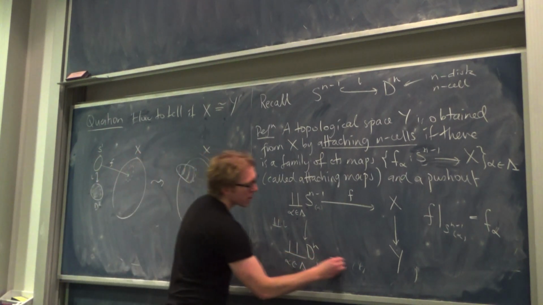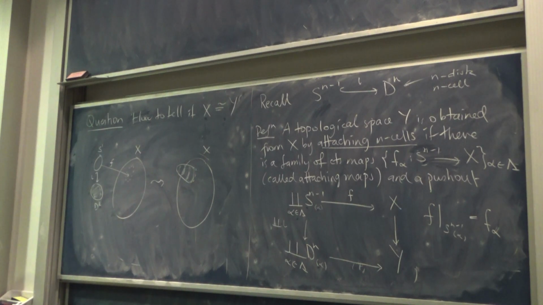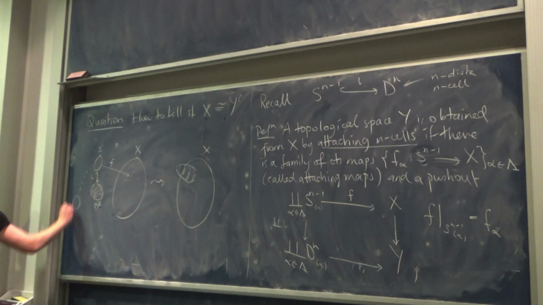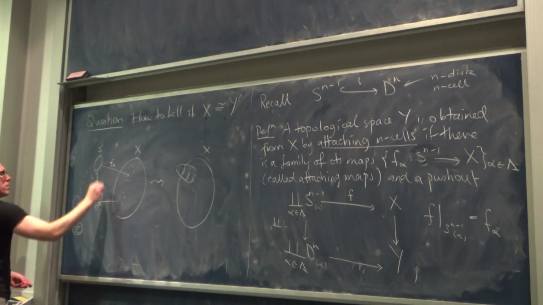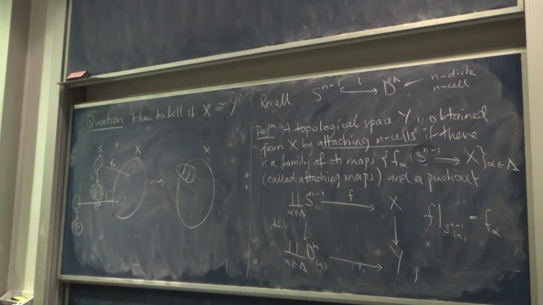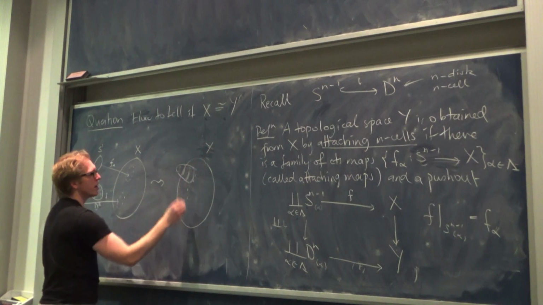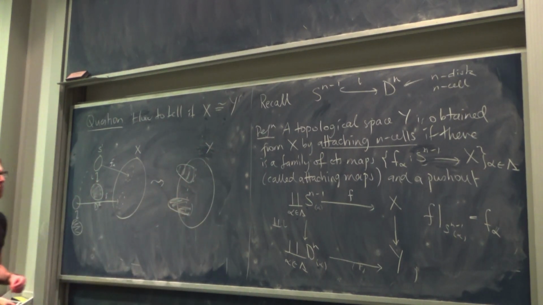And then if there's a pushout diagram like that, by which I mean that the space y is homeomorphic to the pushout, then we say y is obtained from X by attaching n cells. I've got all these attaching maps, and then I perform all the gluings, and the result is the space y.